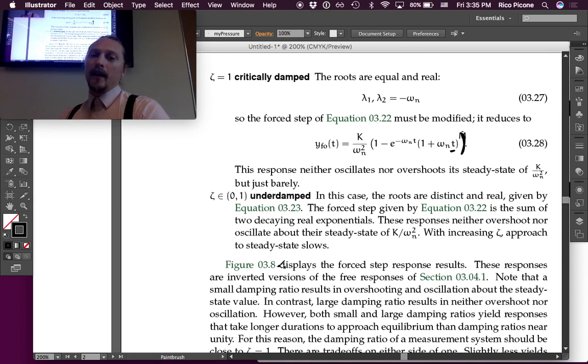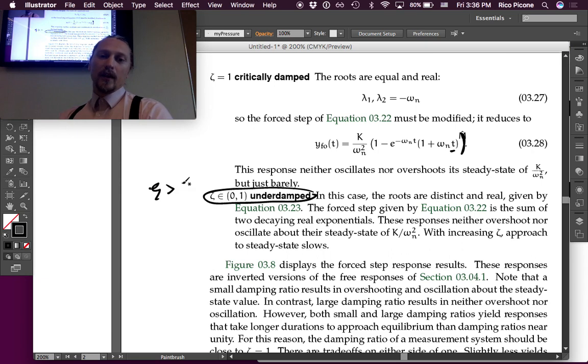All right, underdamped. Oh, wow, typo. This is just totally wrong. This should be zeta greater than 1, and it should be overdamped. Yeah, I would call that an error.